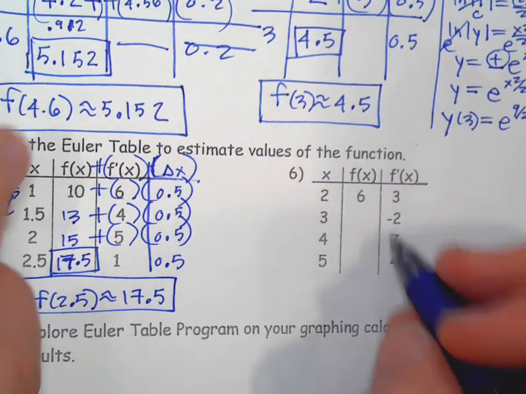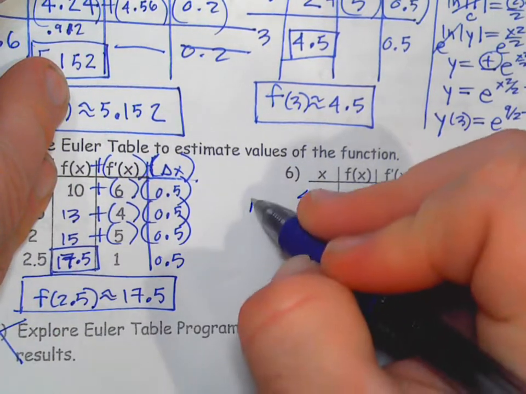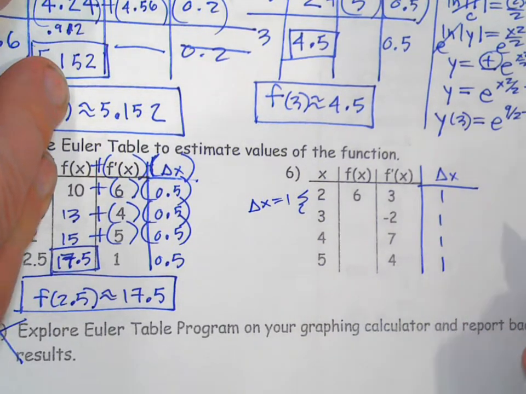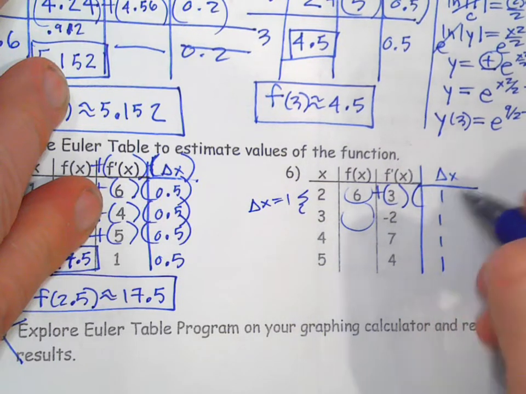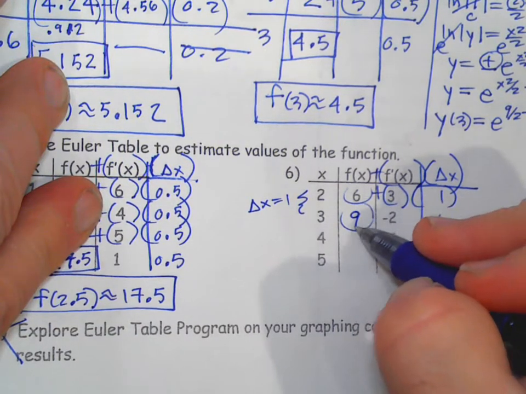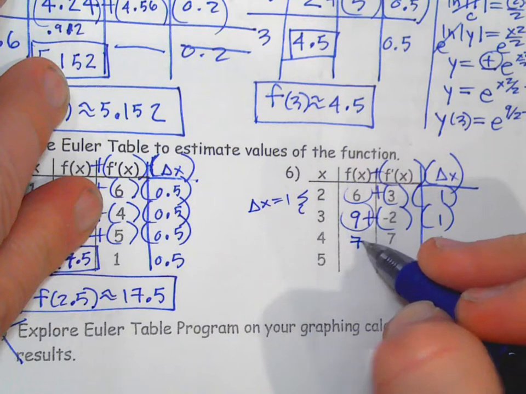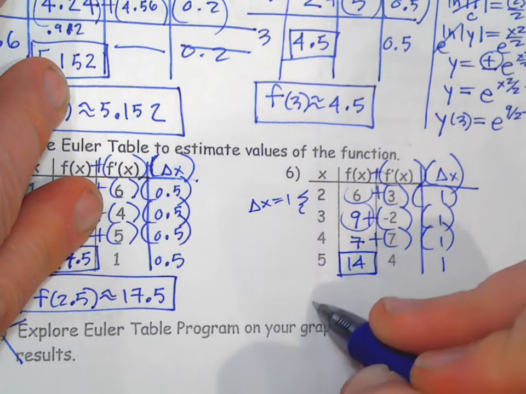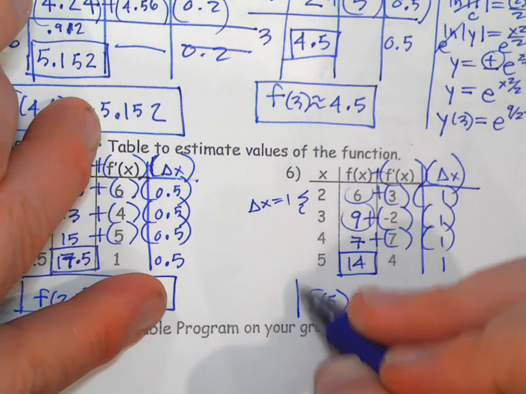Okay. Next one, add the delta x ourselves. Here's the delta x equals 1. Equal step size is 1, 1, 1, 1. The new y is going to be the old y plus the derivative times delta x. So I like to put that stuff in my work just to remind me. It's going to be 9. Next one's going to be this plus this times this. That's going to be 7. Next one's going to be this plus this times this. 14 is your answer. So f of 5 is approximately 14.